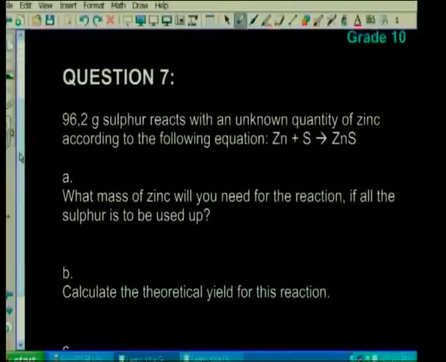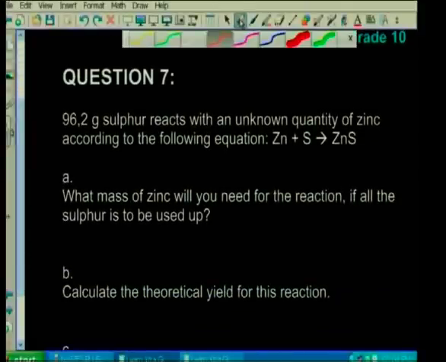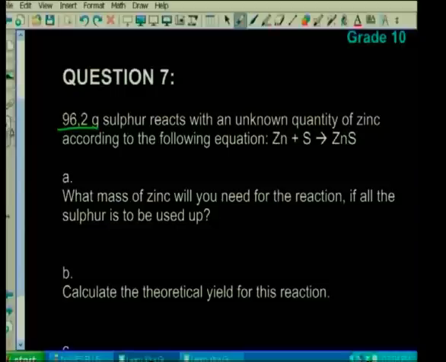Now, I hope that helps you to see the power of stoichiometric calculations. But let's do one more, and then I'm going to leave you to do some practice. It says in this example that we've got 96,2 grams of sulfur, an unknown quantity of zinc, and they react according to the reaction Zn plus S gives us ZnS. So that's a nice straightforward 1:1:1 ratio.